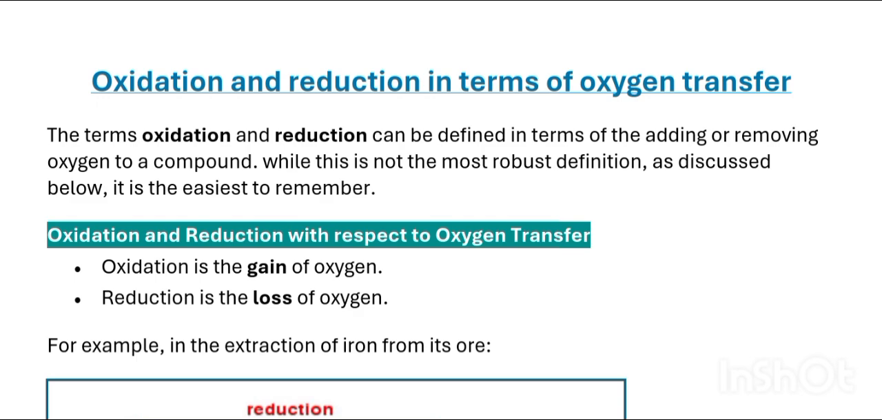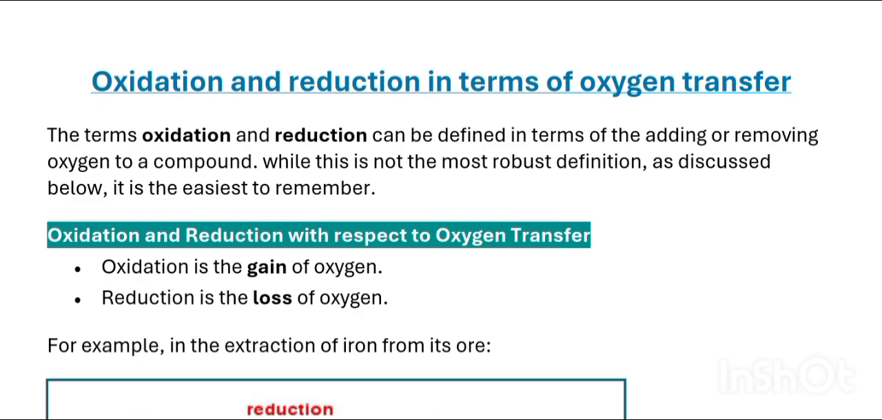Today we are going to start a new chapter, that is unit number 7, electrochemistry, from chemistry class 9th. Now the first topic in electrochemistry is the oxidation and reduction reaction. Now we have total 4 different types of definition to explain these two processes. Now let's see and explain the terms one by one.